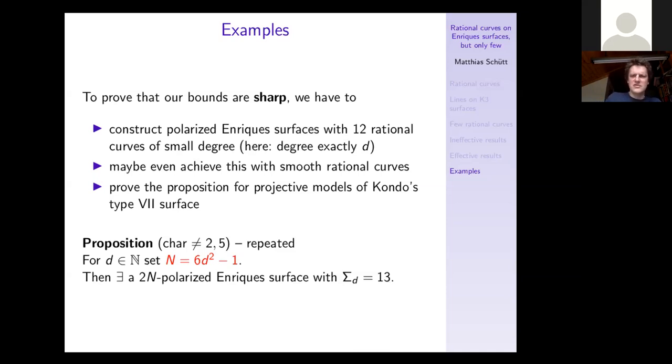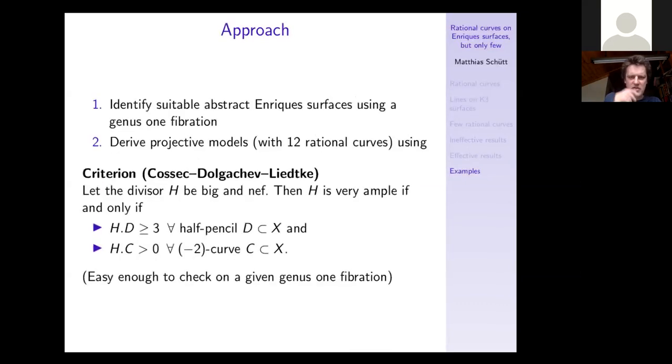So let's try to accomplish these things. The approach is, first of all, work with some Enriques surface which seems suitable to you in terms of some genus 1 fibration that you like, and then derive some projective models of it with 12 rational curves. And here you use kind of the analog of Saint-Donat for Enriques surfaces. This was first developed by Cossec, and you can take a look at the best statement possible in the manuscript by Cossec, Dolgachev, and Liedtke.